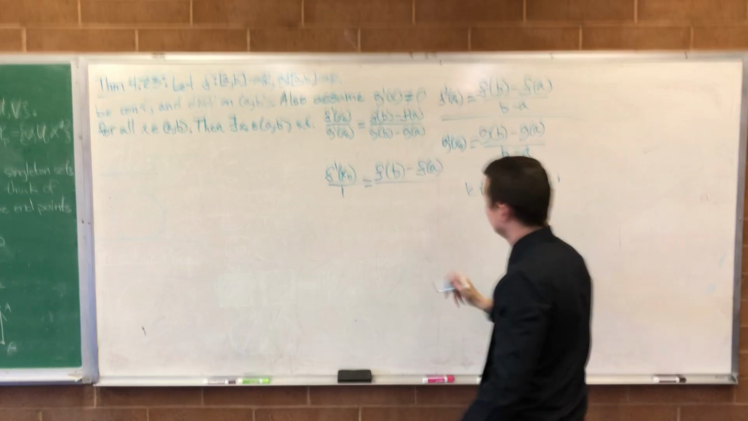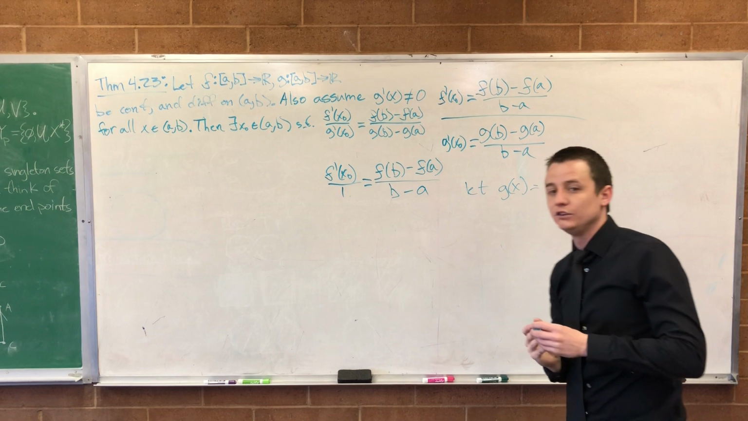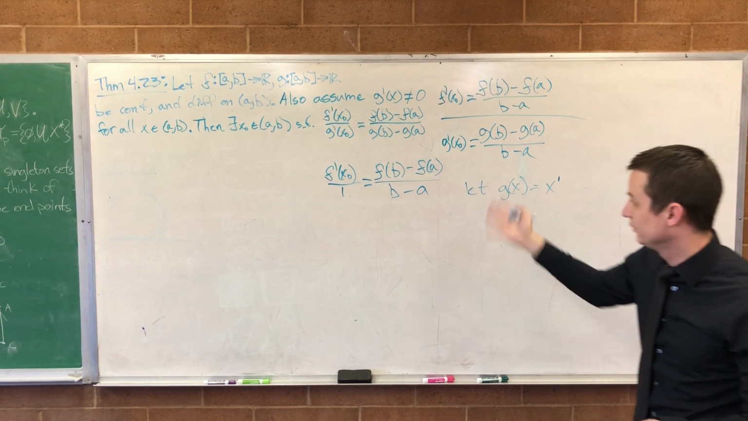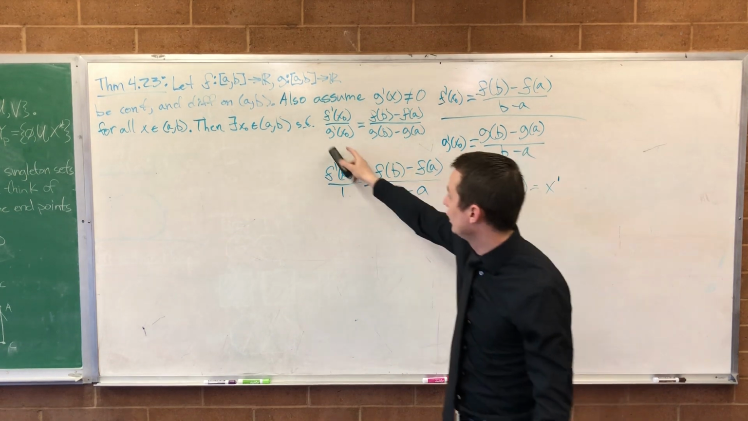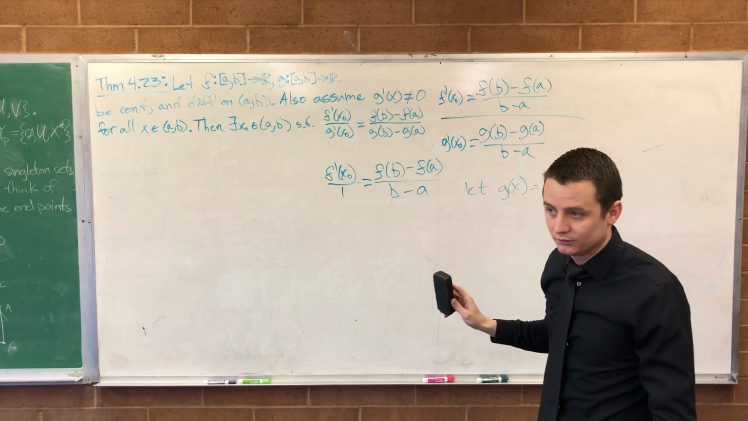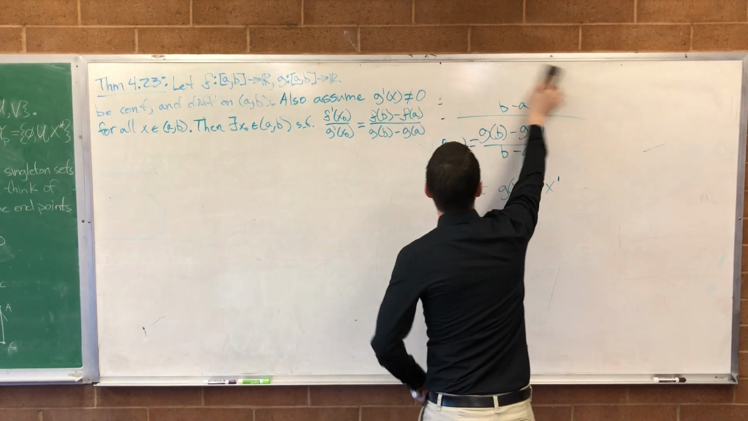Just b. B. And what's g of a? A. A. So you can view the mean value theorem as a special case of the Cauchy mean value theorem. It's the Cauchy mean value theorem when the denominator is just a function x. Make sense? Okay, so let's actually prove this thing.